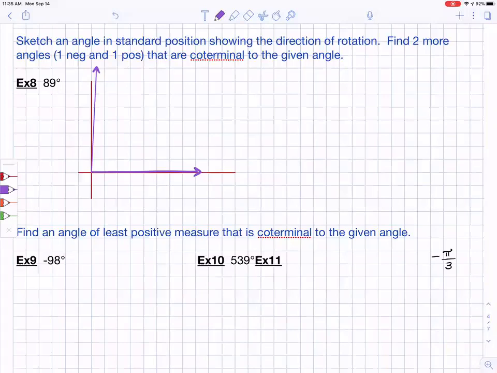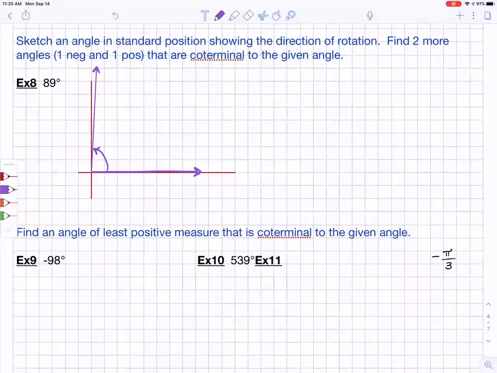Counterclockwise? So we're going to show my angle, show my direction of rotation. Now this says that we should find two more angles, one negative and one positive, that are coterminal, literally terminating at the same spot. Okay, so the easy one is probably the negative one.